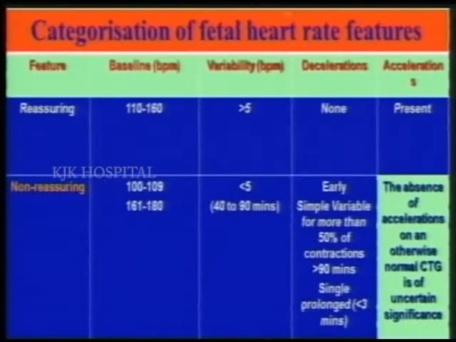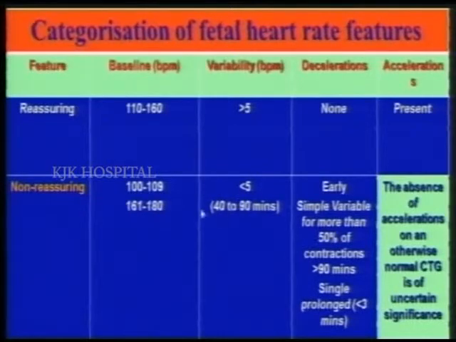Now this is just a composite picture about each individual feature of the CTG is classified as reassuring, non-reassuring, or abnormal. This is for the baseline rate, baseline variability. If it is 5 to 25 beats, it's normal, that is greater than 5.